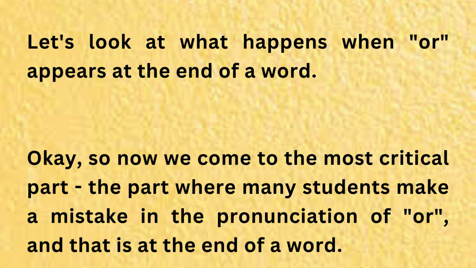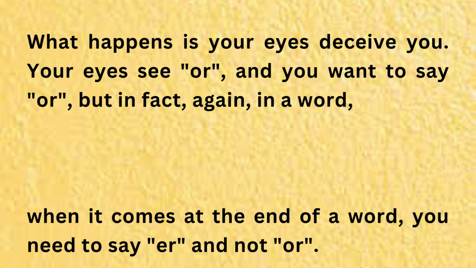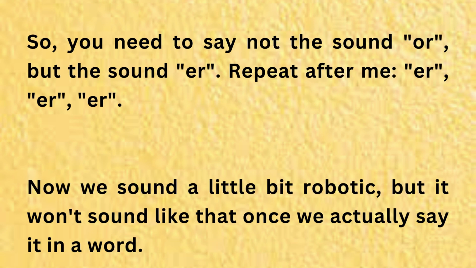Okay, so now we come to the most critical part, the part where many students make a mistake in the pronunciation of "or", and that is at the end of a word. What happens is, your eyes deceive you. Your eyes see "or", and you want to say "or". But in fact, when it comes at the end of a word, you need to say "er" and not "or". So you need to say not the sound "or", but the sound "er". Repeat after me.